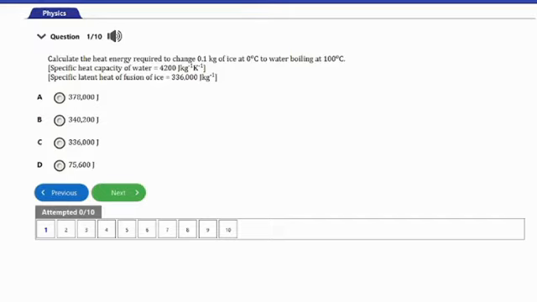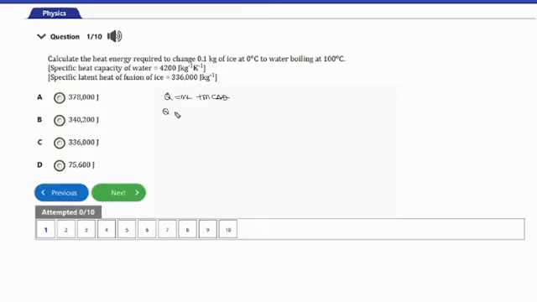It says, calculate the heat energy required to change 0.1 kg of ice at 0 degrees Celsius to water boiling at 100 degrees Celsius. We are given the specific heat capacity of water and also the specific latent heat of fusion of ice. If we go ahead and calculate this, we're going to just use ml plus mc delta theta. That will be the overall heat here.